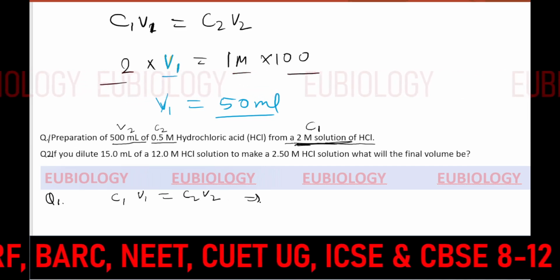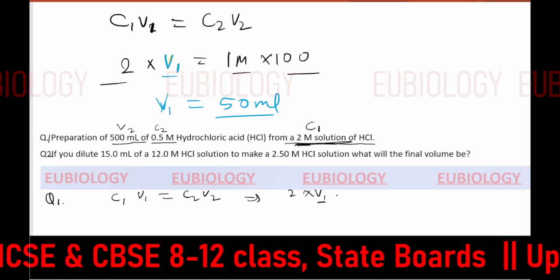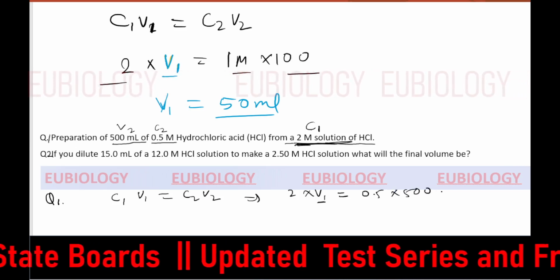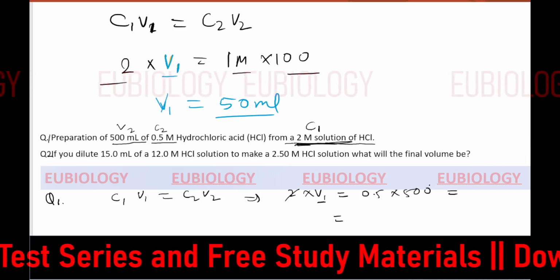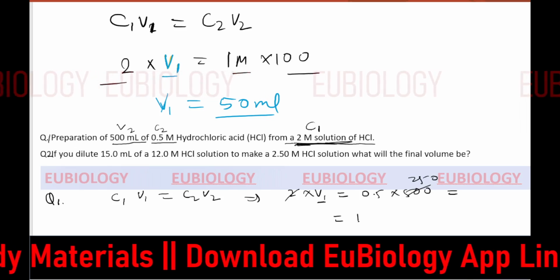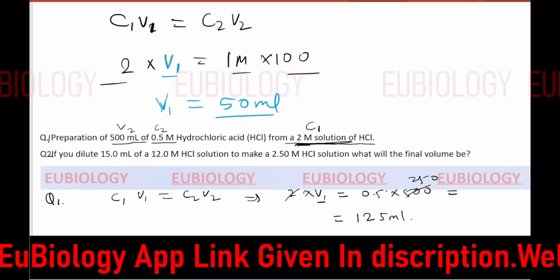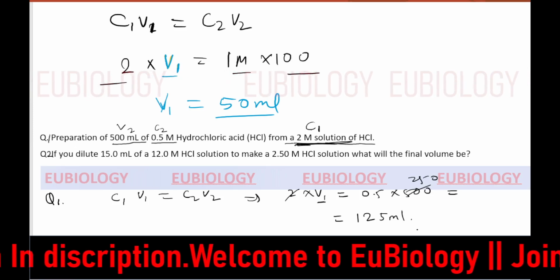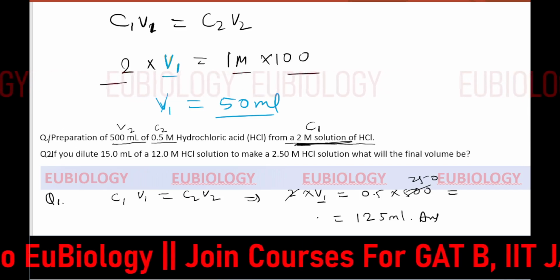Now you already have C1, 2 molar, into V1, which is how much volume I require to take from stock, equals 0.5 into 500. You are smart enough to solve these questions. So this will be 250 by 2, you need 125 ml. Finally, this is your answer. So V1 will be equal to this.